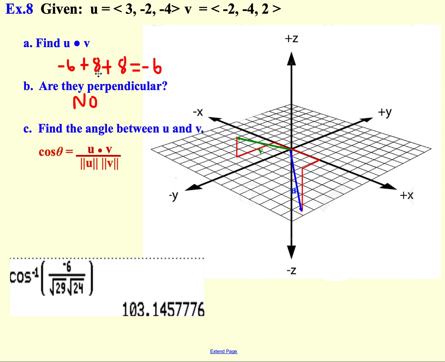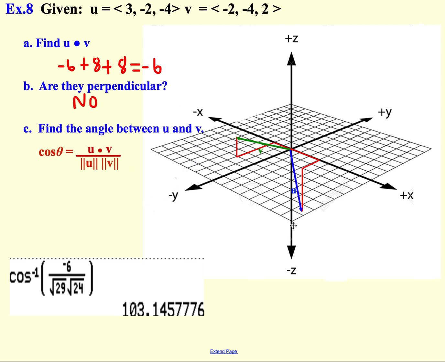So what's the dot product to start? Dot product being negative. Dot products can be negative. Are they perpendicular? No, because the dot product isn't 0, and maybe over here I can tell that they're not anyway, but you guys won't be sketching this when you're answering the question. So if the dot product was 0, I'd answer yes, but it's not. It's a no. And then angle between.